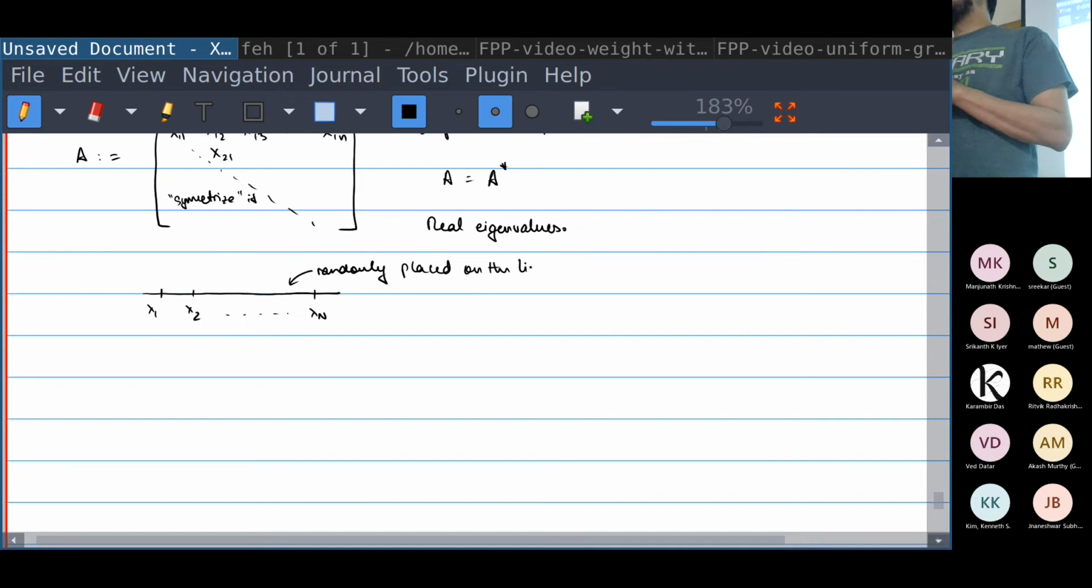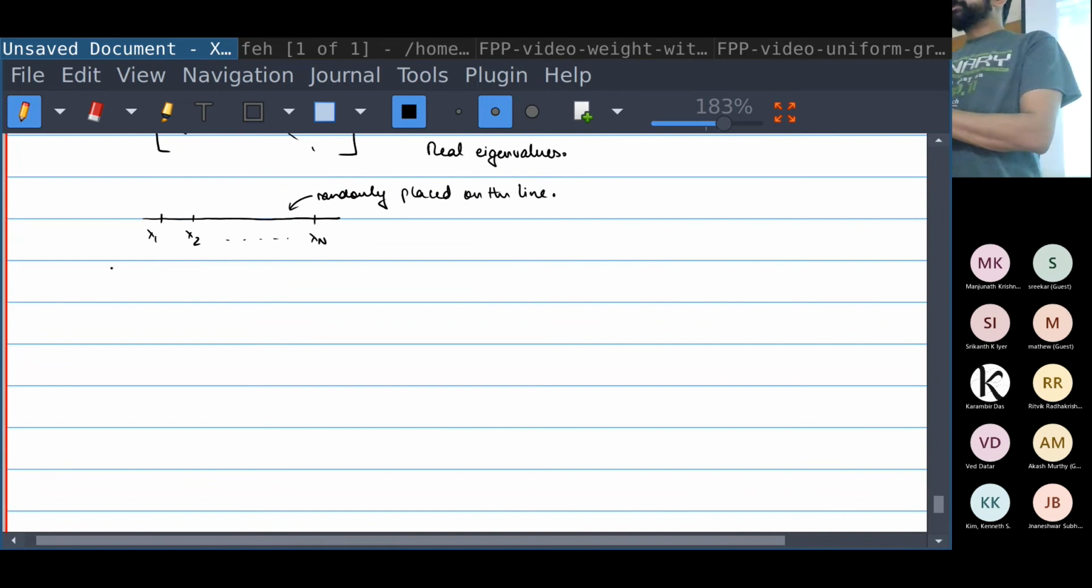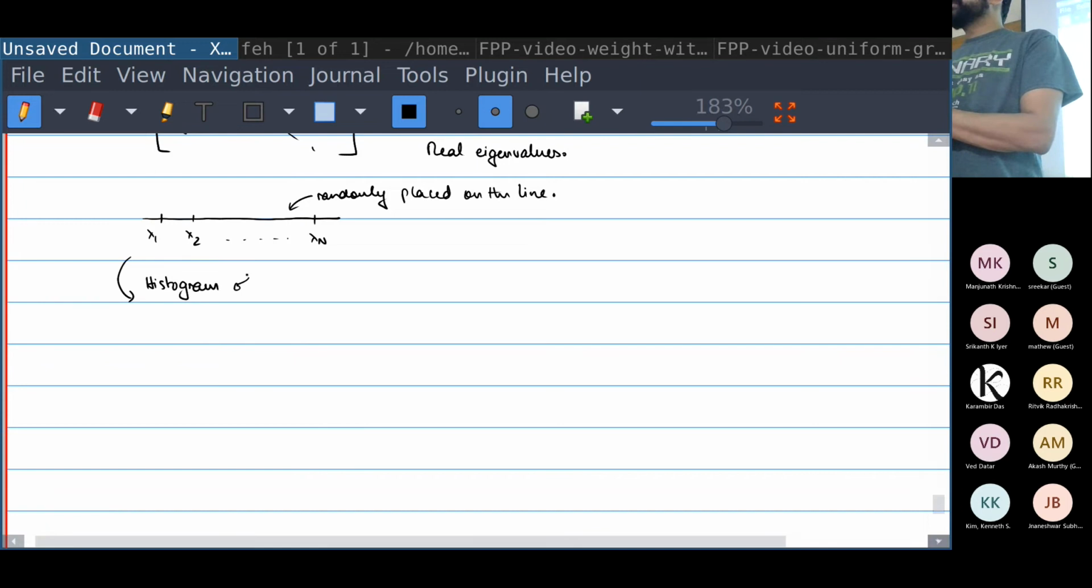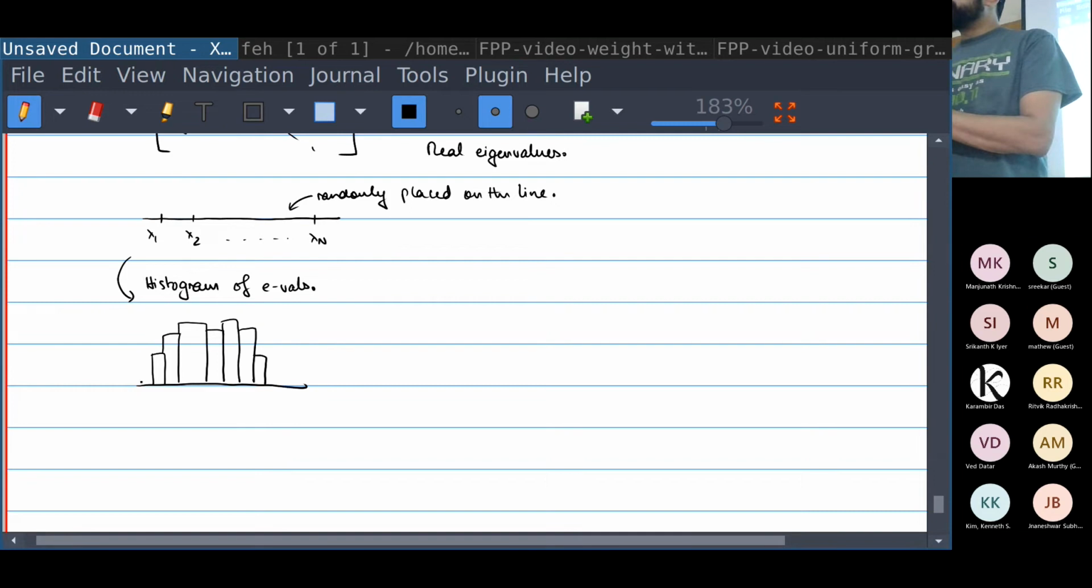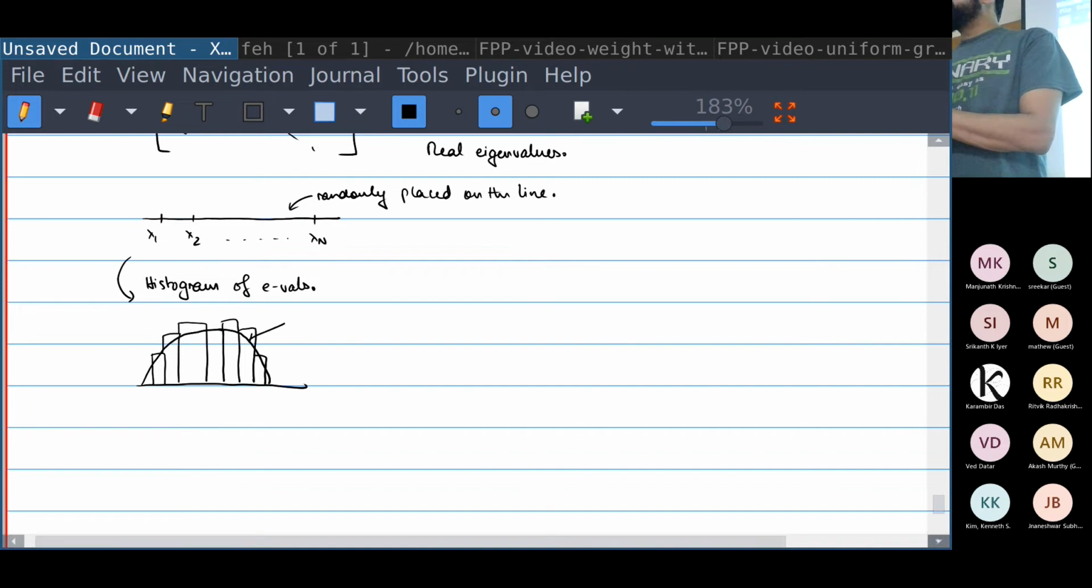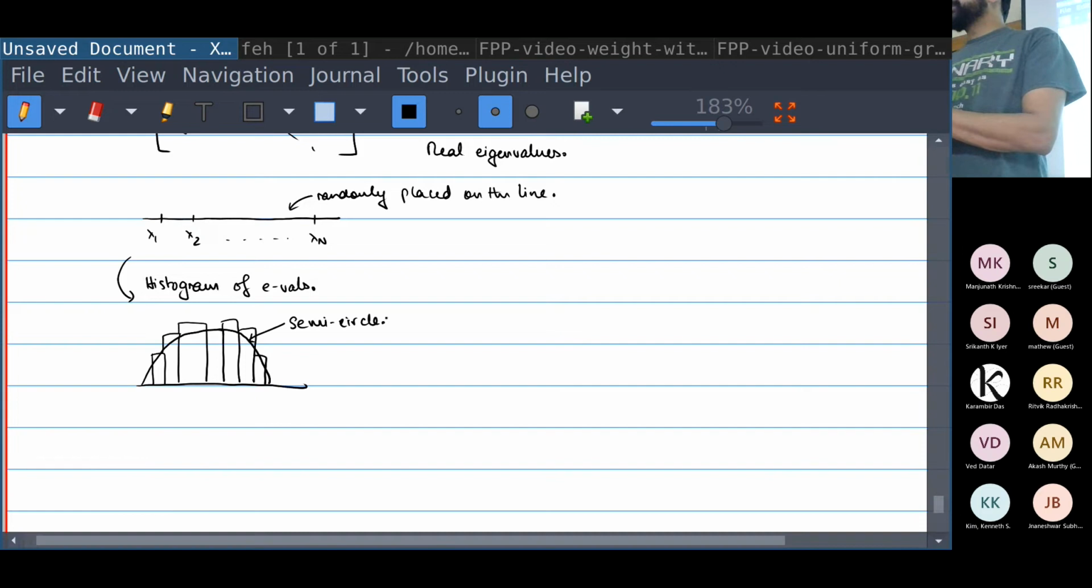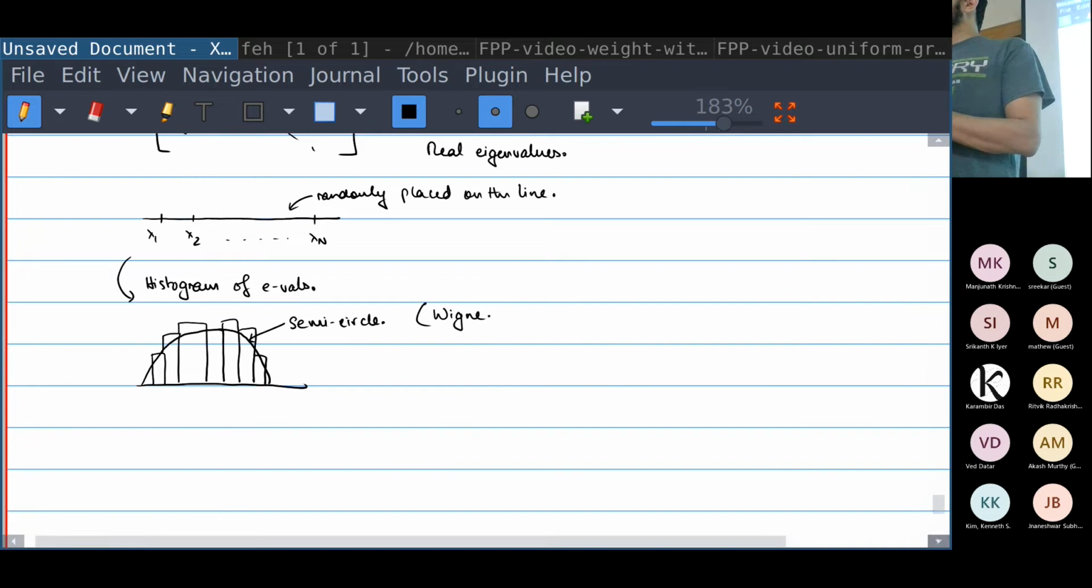So Wigner proved this sort of incredible theorem just by looking at the histogram of these eigenvalues. I make some bins, see how many of these eigenvalues fall in these bins, and so on. And Wigner proved that, in fact, the limiting shape of the histogram is a semicircle. It's called the semicircular law. So Wigner's semicircular law.